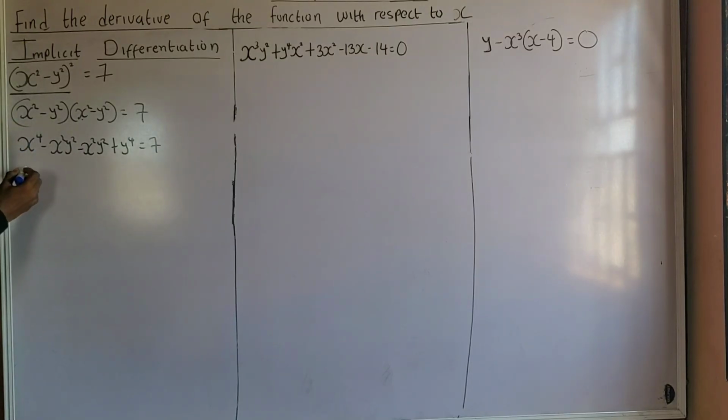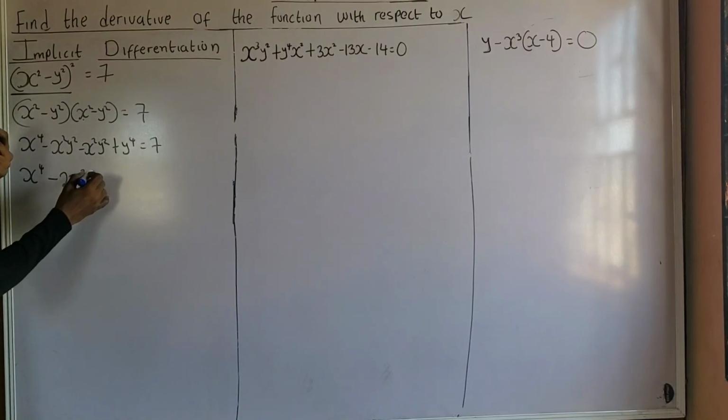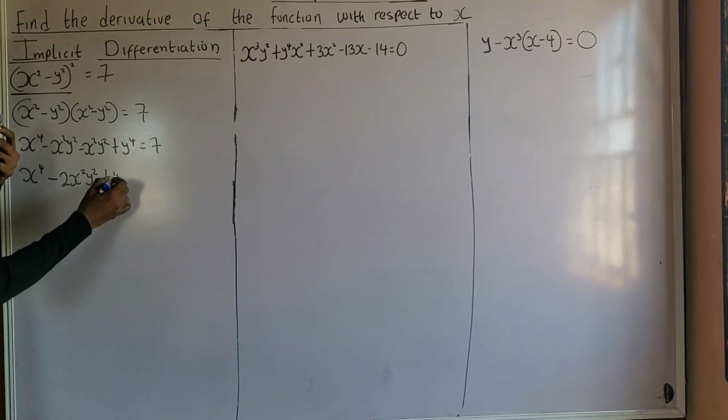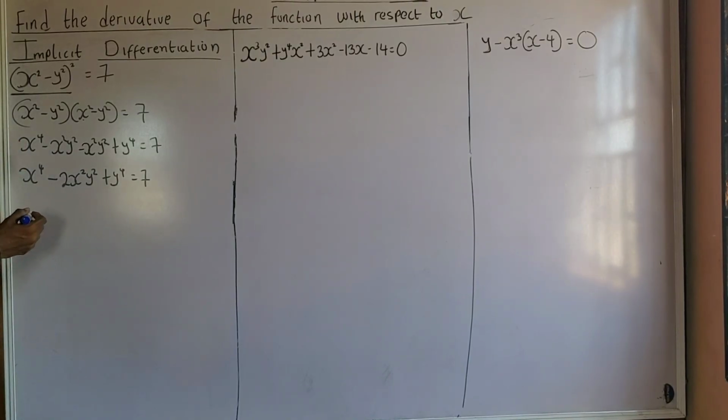Okay, for this, I'm going to have x raised to the power of 4 minus 2x raised to the power of 2, y raised to the power of 2, plus y raised to the power of 4 equals to 7. Do you understand? I've not done anything. I just expanded the bracket. You understand? So for this now, we can differentiate.